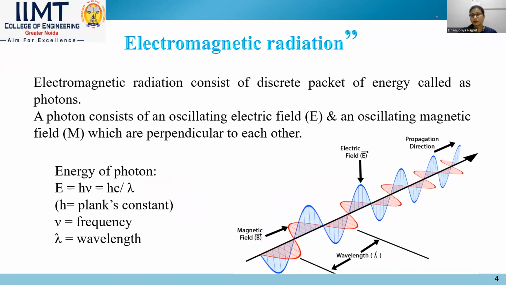Before moving to UV visible spectroscopy, we have to understand what electromagnetic radiation is. Electromagnetic radiation is the flow of energy through space and medium with electric and magnetic fields. The packet of this energy is known as a photon, and the energy of a photon is equal to h nu, where nu is the frequency of radiation, or hc upon lambda, where lambda is the wavelength of electromagnetic radiation. That means the energy of electromagnetic radiation is a function of frequency and wavelength.